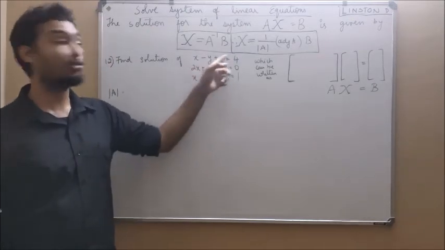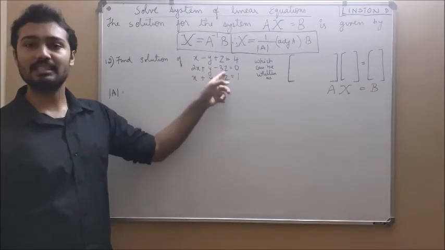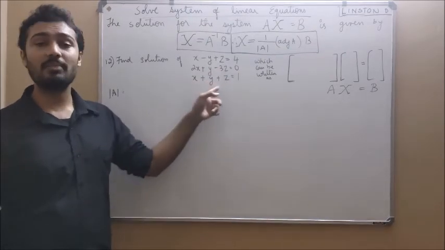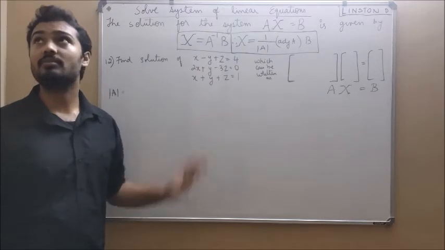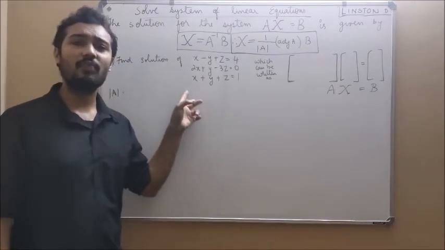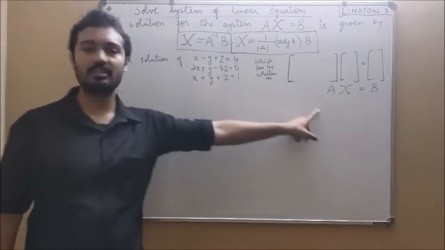x minus y plus z equal to 4. 2x plus y minus 3z equal to 0. x plus y plus z equal to 1. Now these are the equations given. Now how can you write this in the form of a matrix? We can write this in the form Ax equal to B.